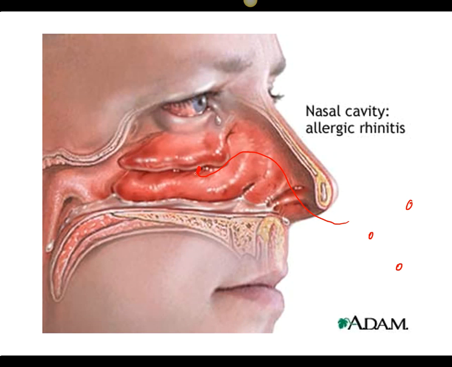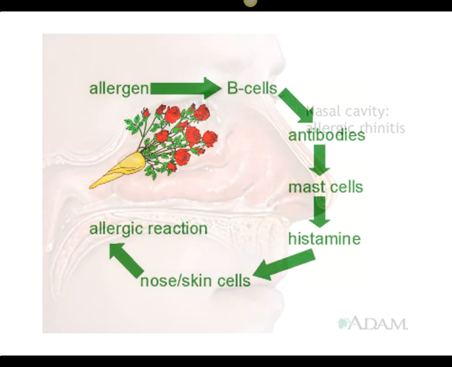Pollen gets in here, bonds to the surface of the nasal cavity, makes its way into the capillaries that line the nasal cavity, right? And then once they do that, your white blood cells, your mast cells, are going to bond to that surface, and then it's going to produce a bunch of histamines in your blood, and that's going to cause an immune response.